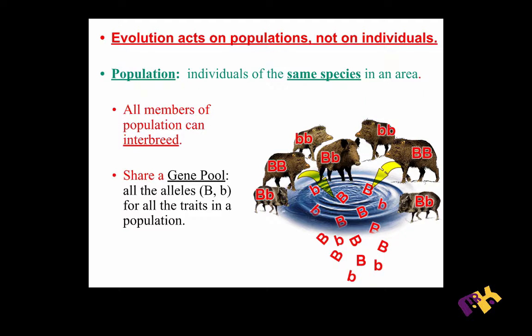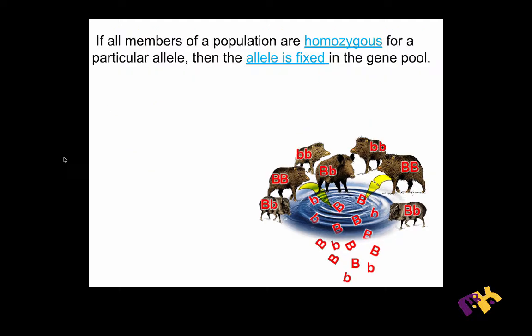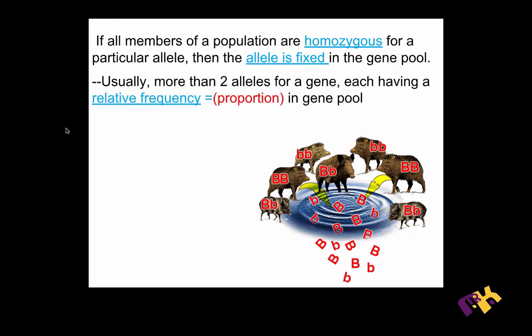A population can be defined as individuals of the same species within a given area. All members of a population can interbreed, it's a possibility, and so they share a gene pool, the set of alleles present for all traits within that population. Now, if all members of a population are homozygous for a certain allele, then we would say that allele is fixed in the gene pool, because there's no option for having the other recessive or dominant trait. Usually, more than 2 alleles for a gene are going to occur in a population, and each will have a relative frequency or proportion within that gene pool.